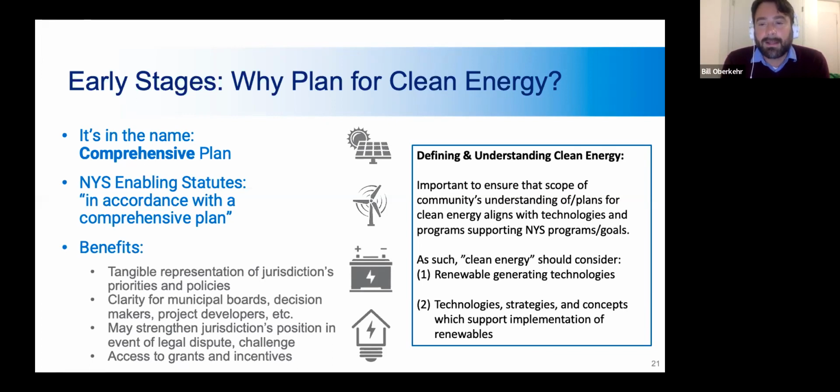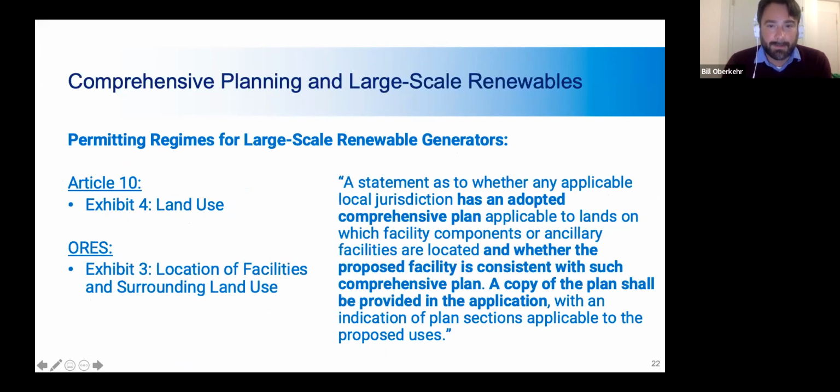So when we're defining and understanding clean energy, it's important to ensure that the scope of the community's understanding of plans for clean energy aligns with technologies and programs supporting New York State programs and goals. As such, clean energy should consider renewable energy technologies, strategies, and concepts which support implementation of renewables. So it's really a holistic approach there. We're not just looking at the technologies themselves. We're looking at the way those technologies come into our communities.